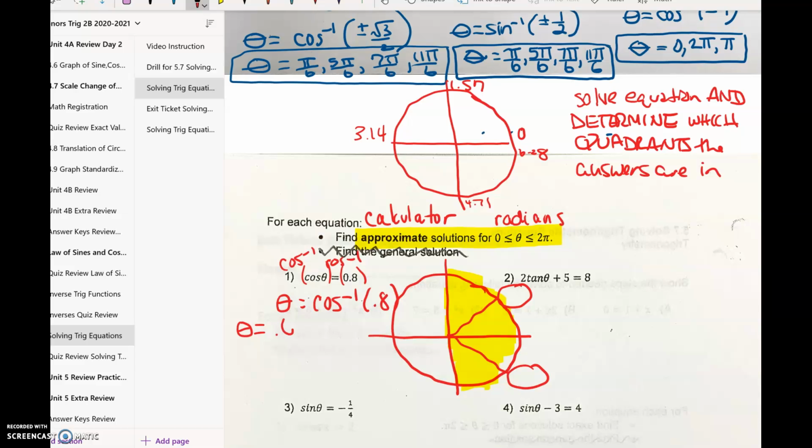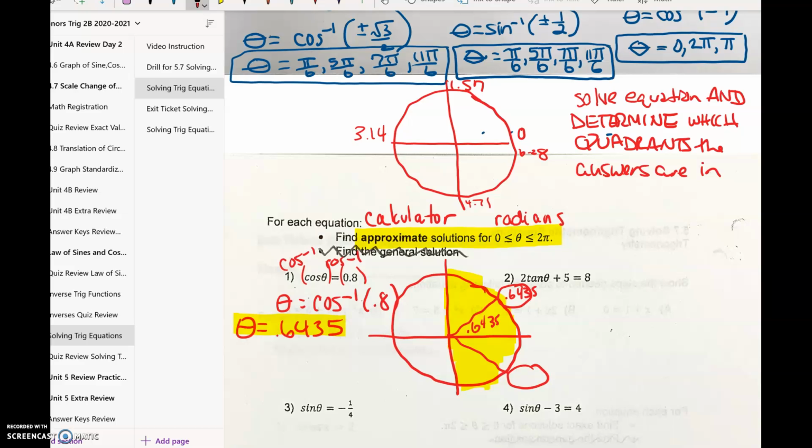So now I use my calculator, second cosine, 0.8, and I get that theta is, to 4 decimal places, 0.6435. Theta is 0.6435. And I'm going to put that right here. That would be my quadrant 1 answer. If you notice, 0.6435 would be between 0 and 1.57, which is quadrant 1. So that means this angle right here is 0.6435.